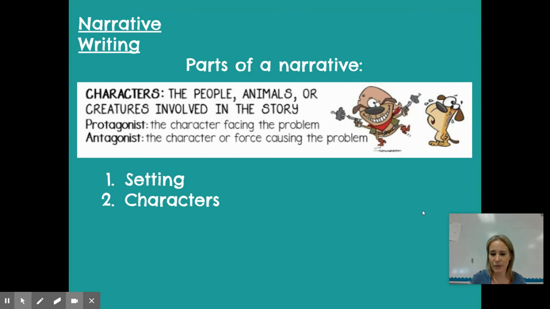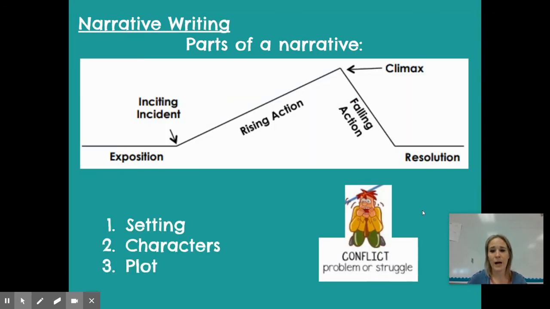So be thinking through how you want to set up your protagonist and antagonist. The third thing it has to have, we talked about this a little bit, and you can follow along in your packet, is a plot. So we've talked about plot already.